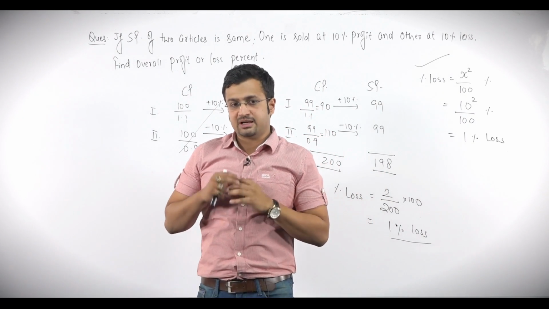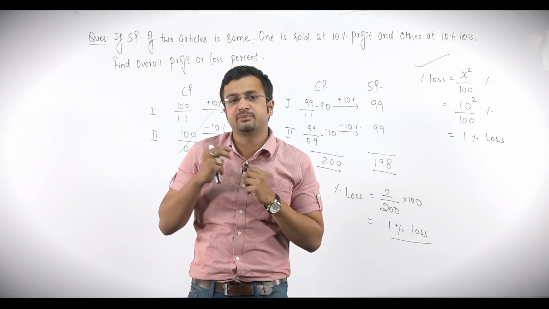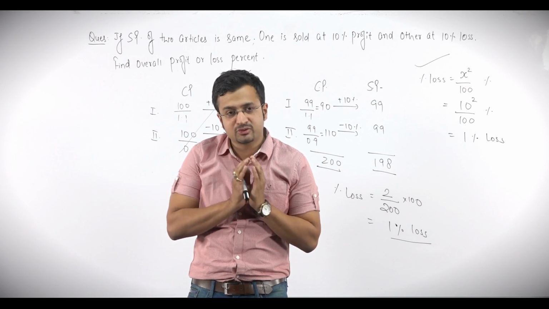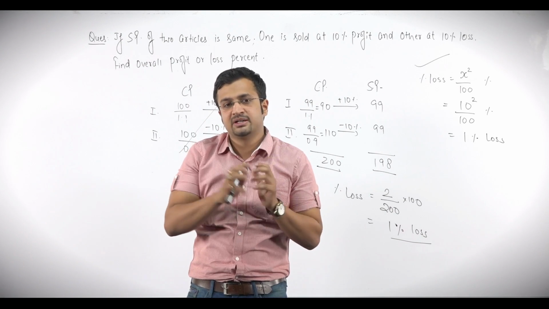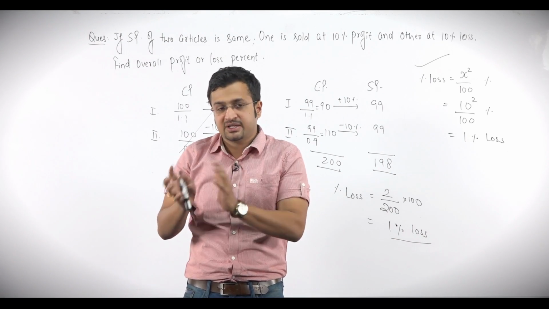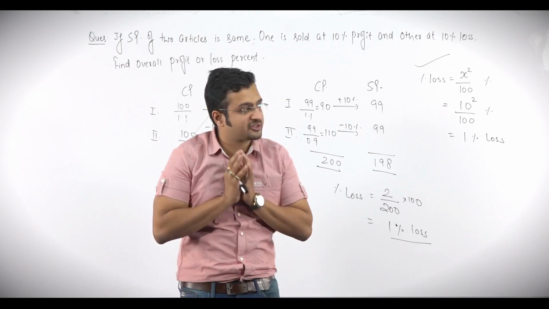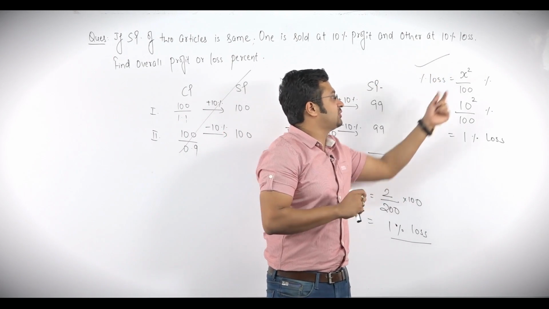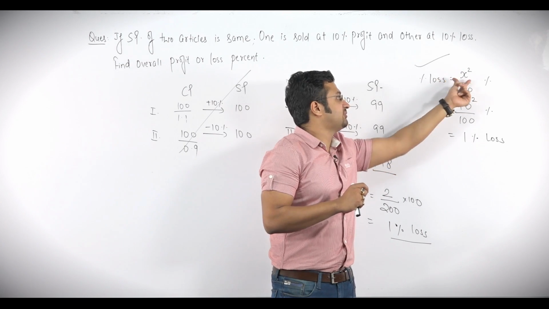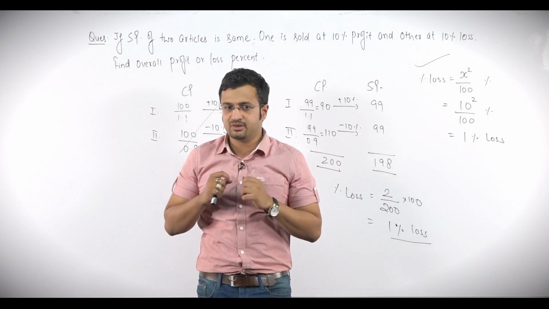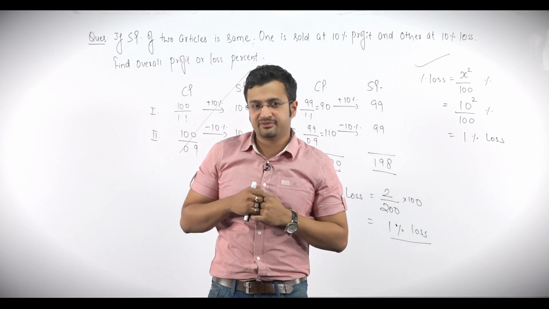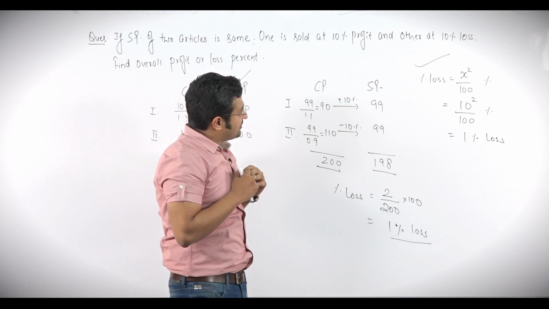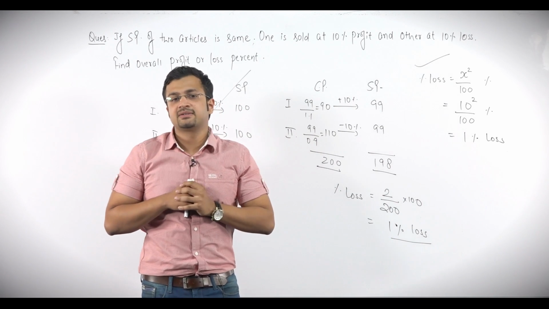So friends, you can apply this formula only when the selling price of two articles is same. One is sold at some percent profit and other is sold at some percent loss, and that profit percent and loss percent must be equal. That means in this case 10%, 10%. So if they are equal and they are equal to X, you can apply this formula, X square by 100% loss. So do not blindly apply the formula. You can apply this formula only when the selling prices are same.